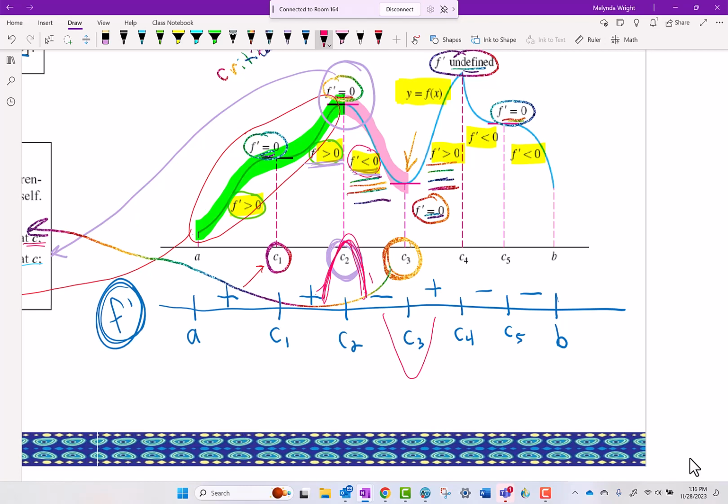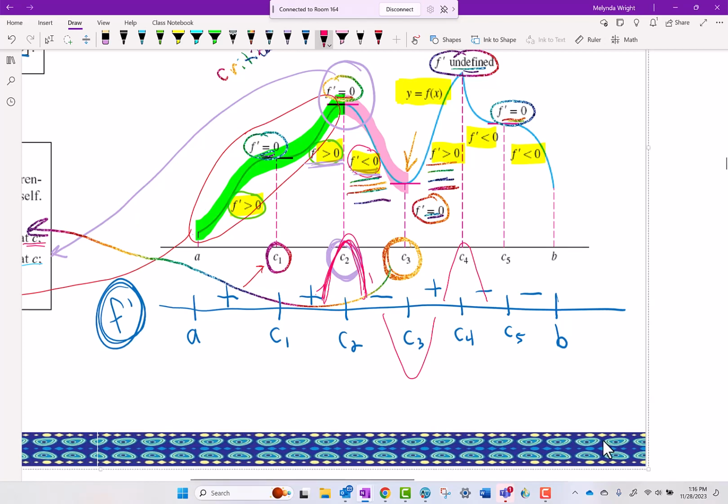Between here, around C4, I'm going from increase to decrease. So I have a relative maximum here. We see that right there. And there are no more sign changes on this sign chart. Those are the 3 sign changes, and they indicate the 3 relative extrema that we have. So that's the overall concept that we're going to be looking at today. Are we okay with that?